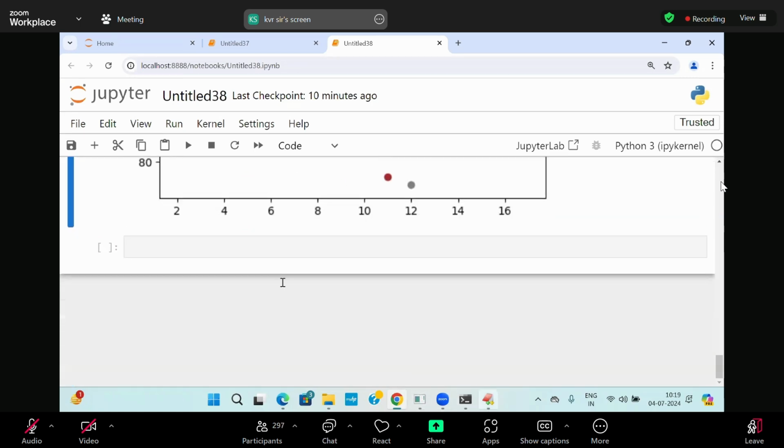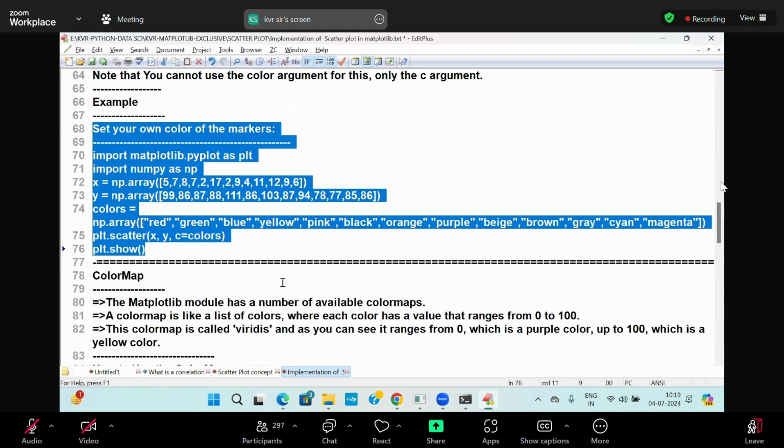I am going to talk about the color map. This is also one important thing. Color map. Do you know color map? Color map means like rainbow colors are there or not? Like that. That is called a color map we can call. One palette will come.